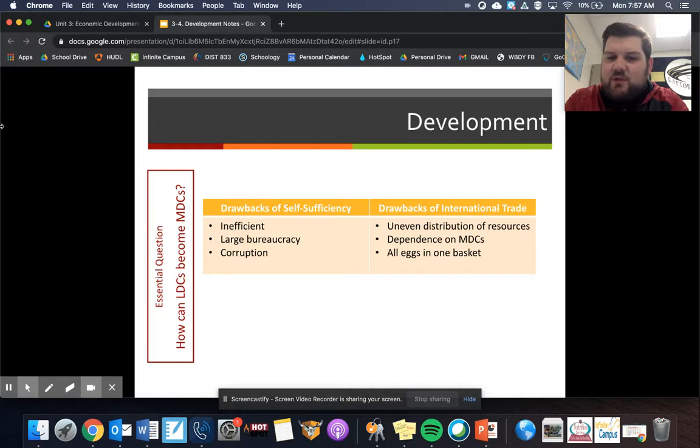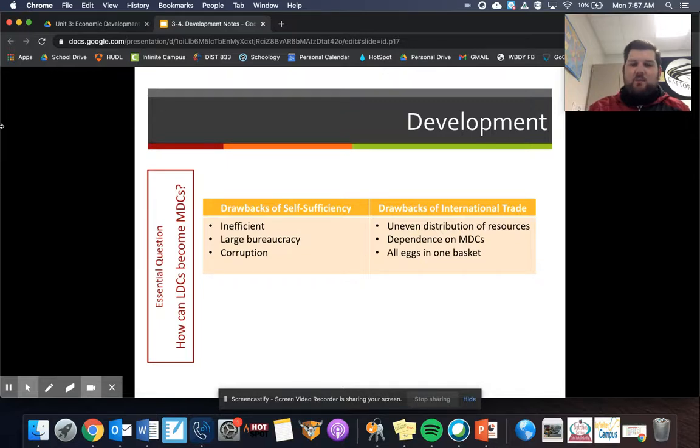Well, these are just the drawbacks of each theory on development. So self-sufficiency, the group ownership of resources. It's very inefficient, because you're spreading things out equally. There is a large bureaucracy, meaning a large government. If the government is dividing up the resources, that's a big job. So that's big government.